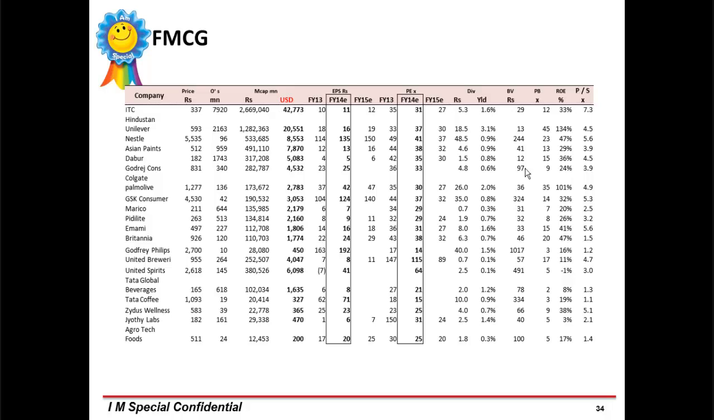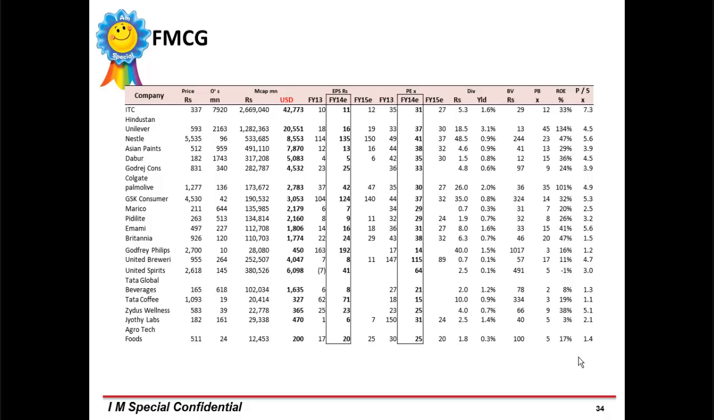Okay, FMCG companies. These are companies I believe most of you are very active in trading. ITC, Hindustan Lever, Nestle, Asian Paints, Godrej Consumers. Look, the very important point to look at in these companies is return on equities. Look at the return on equities of these companies. ITC 33%, Hindustan Lever 134%, Nestle 47%, Dabur 35%, Colgate 100%. So all these companies, many investors would always like to have in their portfolio.